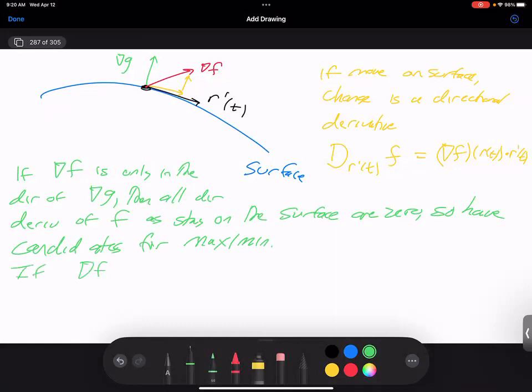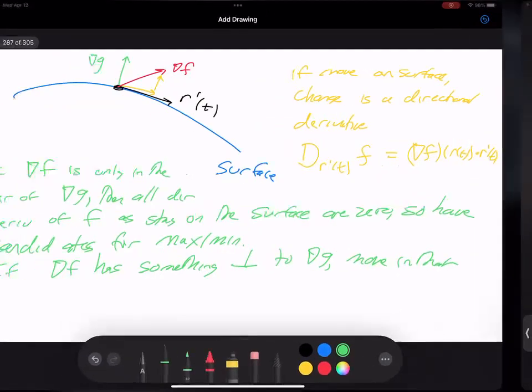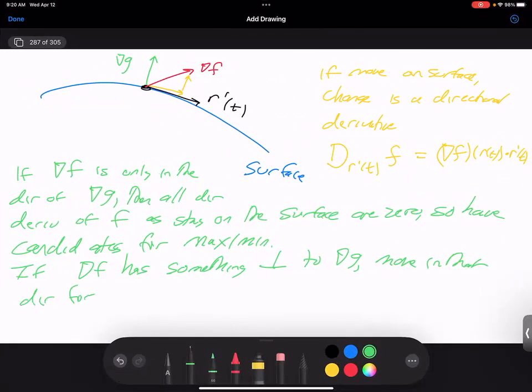If the gradient of f has something perpendicular to the gradient of g, move in that direction for the maximum increase, and the opposite direction for maximum decrease. So this is why the conditions I told you work.